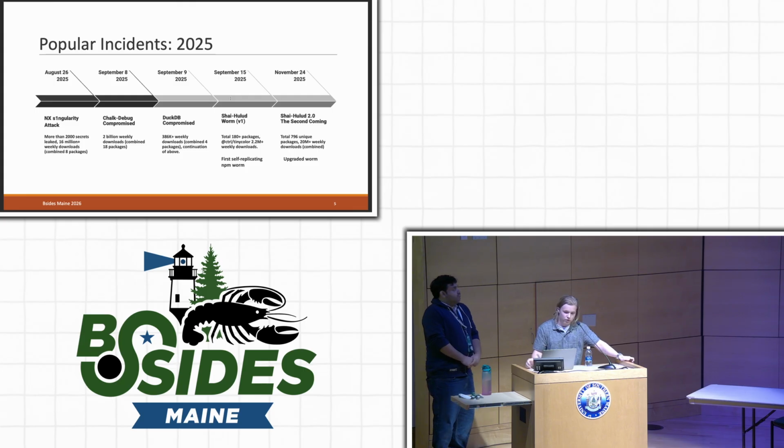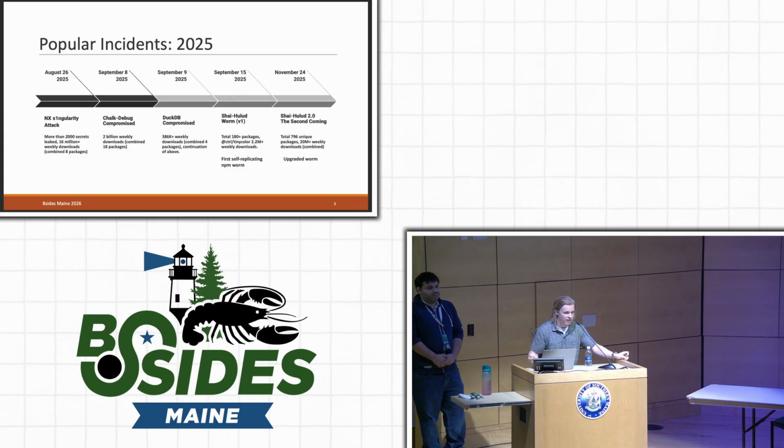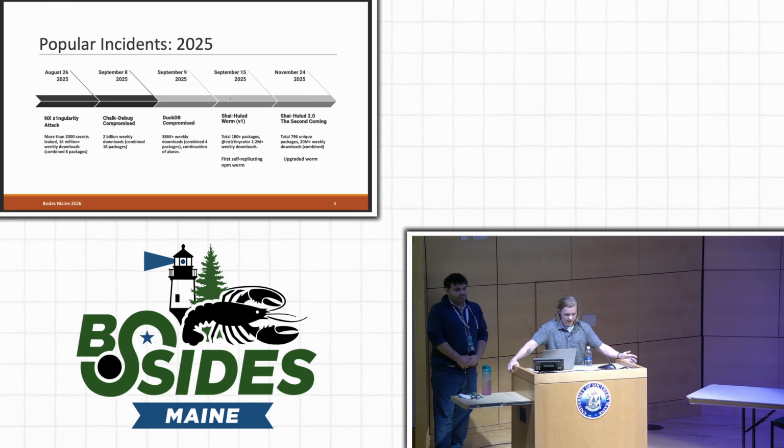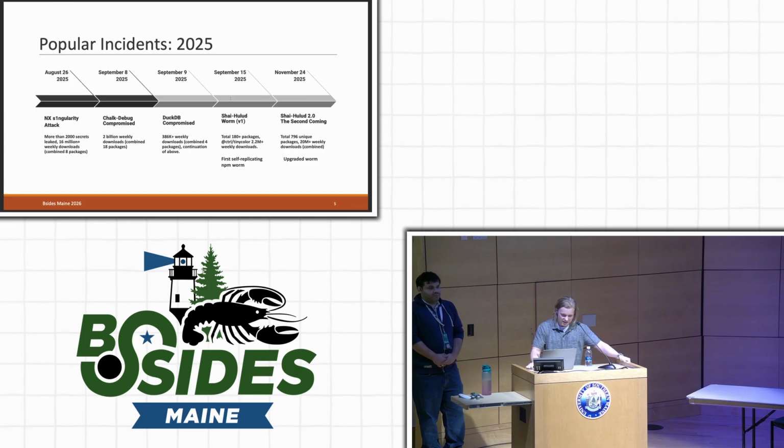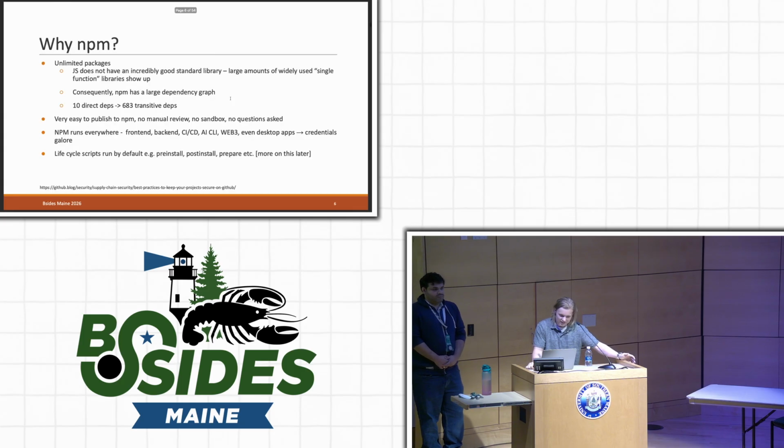And then coming towards last year, what we saw at the end of last year was a really big increase in these big-name package compromises. There was a big chain of this, and that's kind of what helped inspire this talk. It all started with NX Singularity, Chalk Debug, DuckDB, Shai-Hulud, Shai-Hulud 2, and we just saw mini Shai-Hulud as well. So this is only getting worse.